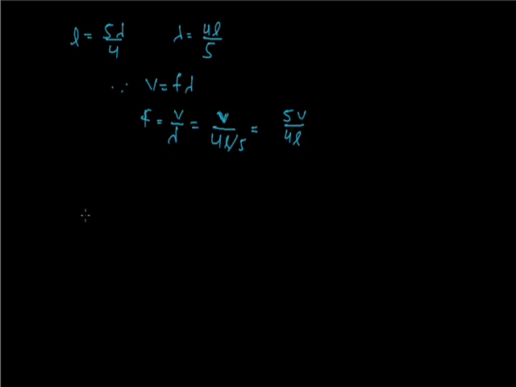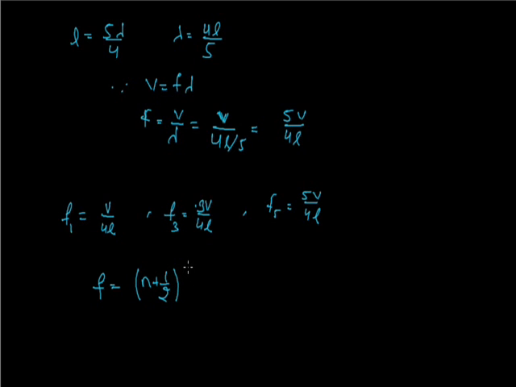That means if we generalize the case, the frequency F1 is equal to V by 4L, that is the first harmonic, and the third harmonic F3 is equal to 3V by 4L, and the fifth harmonic F5 is 5V by 4L. That means if we generalize the frequency in a closed organ pipe, it will be F is equal to (n plus 1 by 2) into V by 2L, where n is equal to 0, 1, 2.